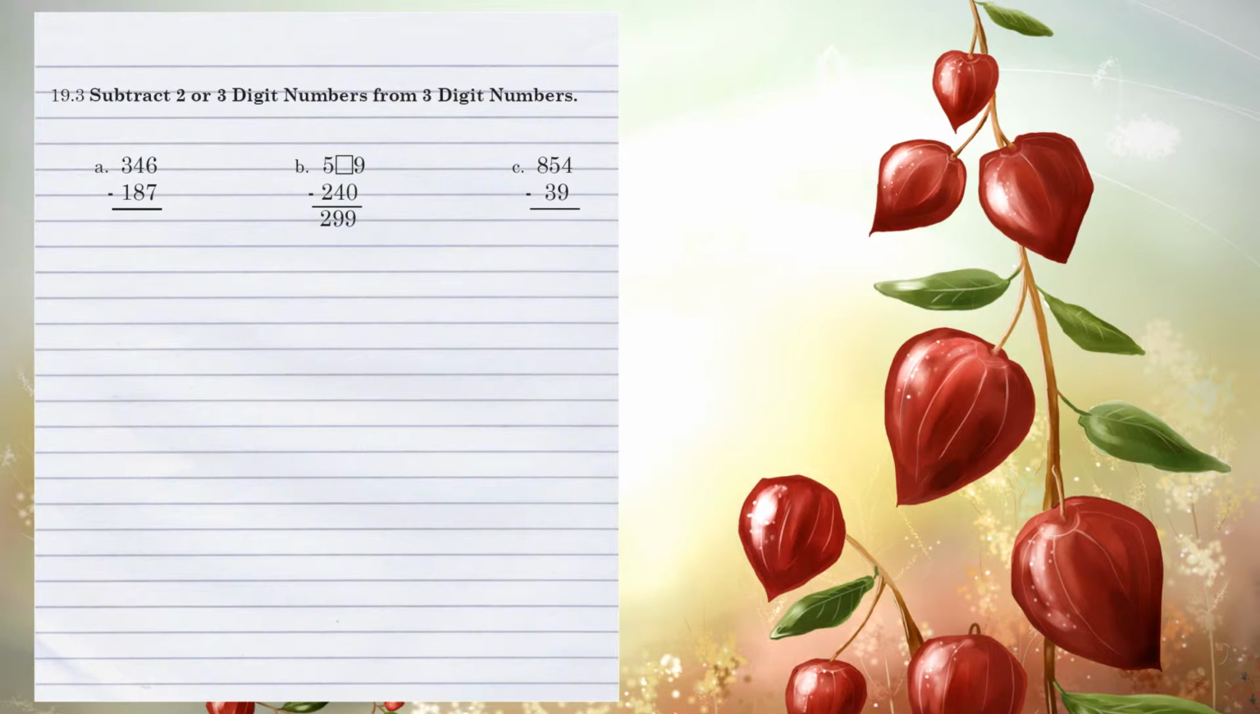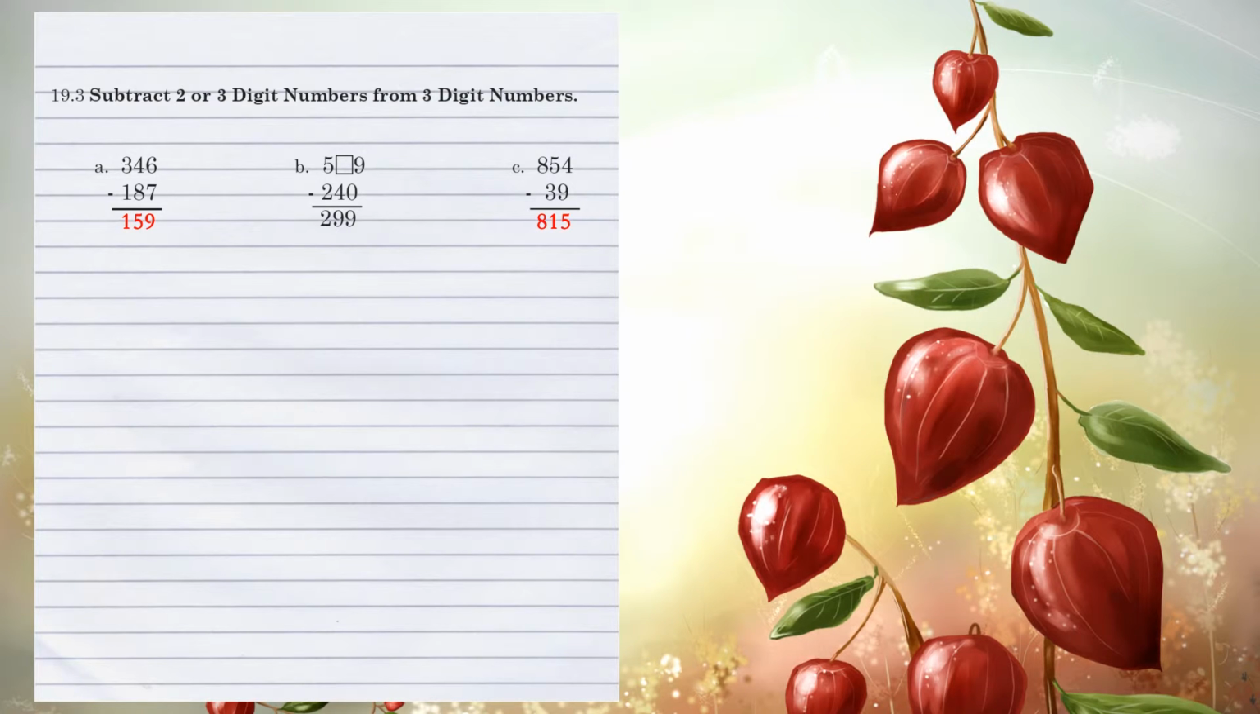16 minus 7 is 9. In the tens column, you also cannot subtract 8 from 3. So we got to jump over to the hundreds column and borrow. So the 3 becomes a 2, and the 3 that was in the tens column becomes a 13. 13 minus 8 is 5, and then in our hundreds column, 2 minus 1 is 1 for a final answer of 159.